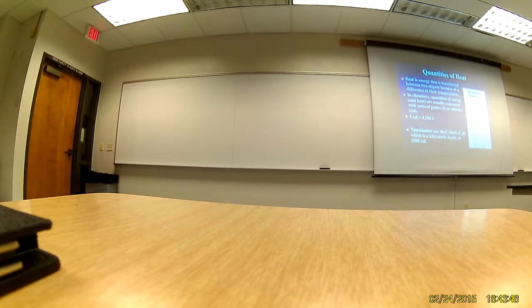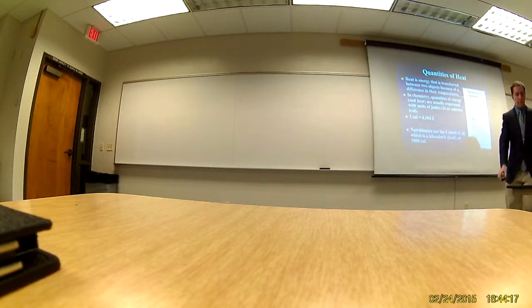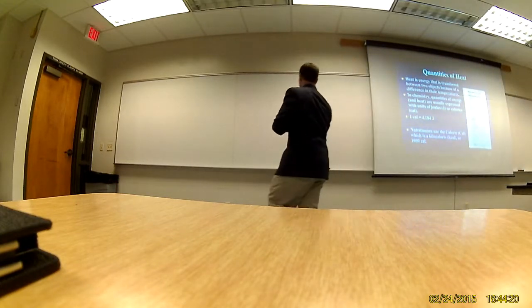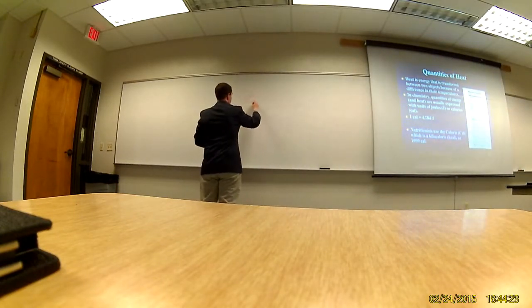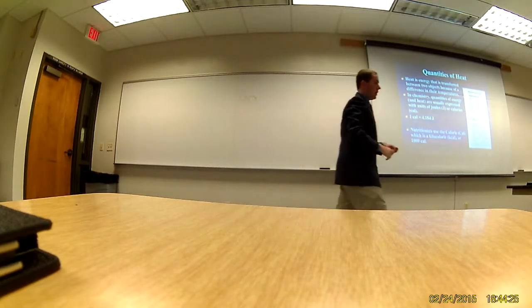How many calories with a little c are in one serving of this? 0.18. No. 190,000. One of these calories is 1,000 of these. So you take this number, multiply it by 1,000. Okay. You can do this with dimensional analysis.